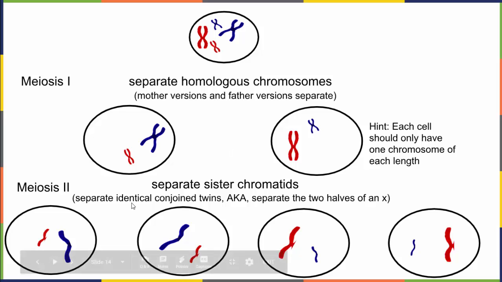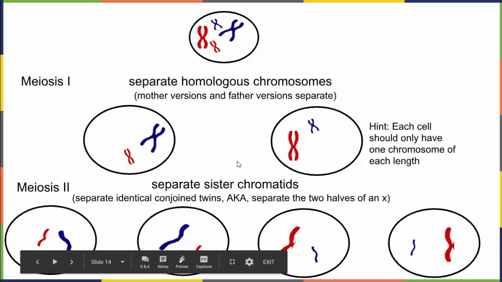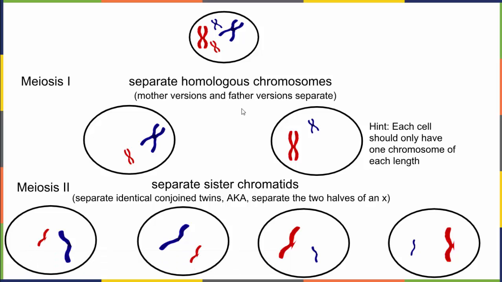Okay, for meiosis 2, this is where we separate the sister chromatids. So that means that we're pulling apart the 2 halves of an X. So we can see that we've just pulled apart those 2 bits. So the left one, that big blue X, got pulled apart. The little red X got pulled apart, and on the right, the big red X got pulled apart and the little blue X got pulled apart.